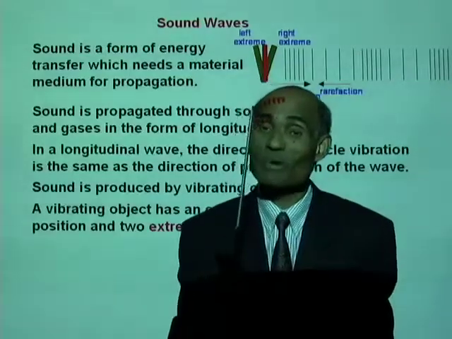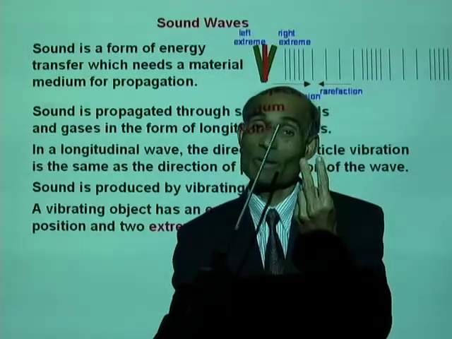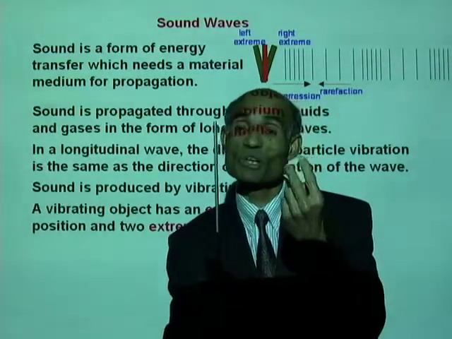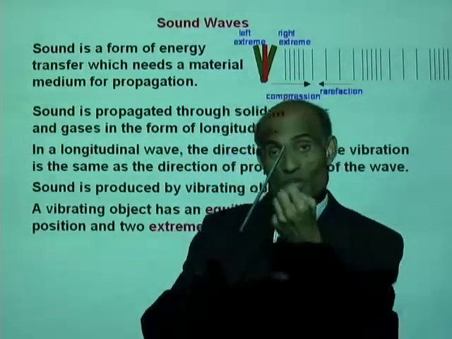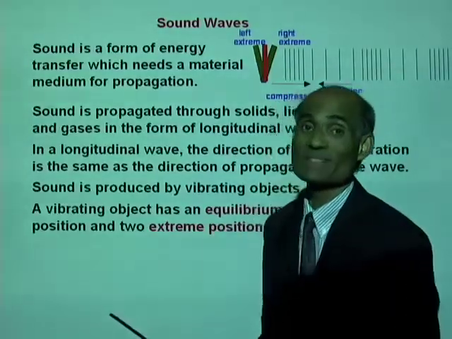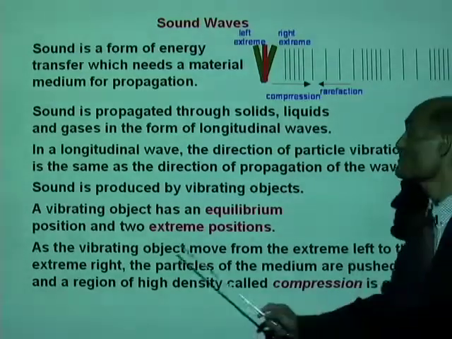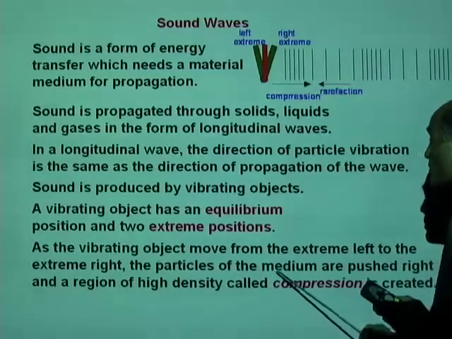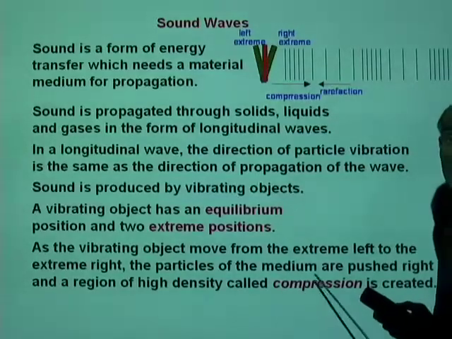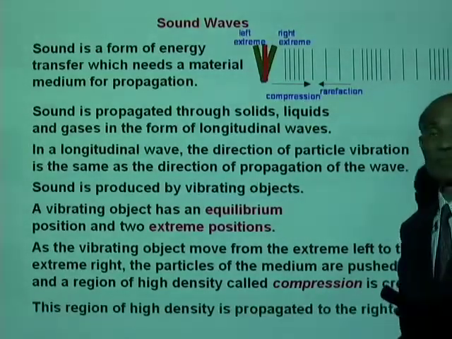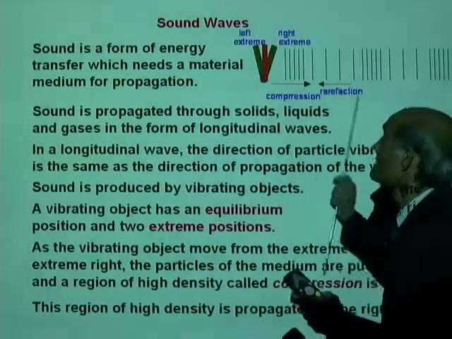Remember, the vibration of a particle has two parts. It vibrates forward and then backward. During the forward vibration, the particle is in a region of high density. During the backward vibration, it is in a region of low density. As the vibrating object moves from extreme left to extreme right, the particles of the medium are pushed to the right, and a region of high density called compression is created. And this region of high density is propagated to the right.